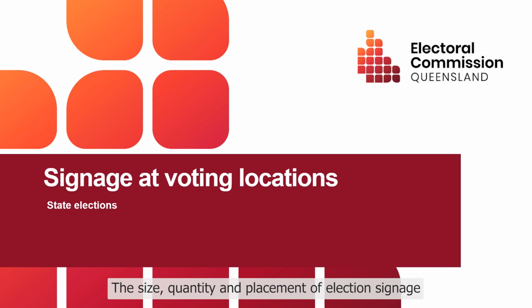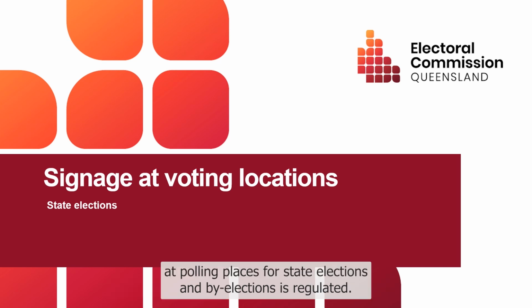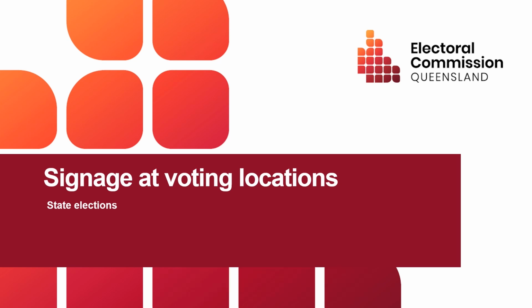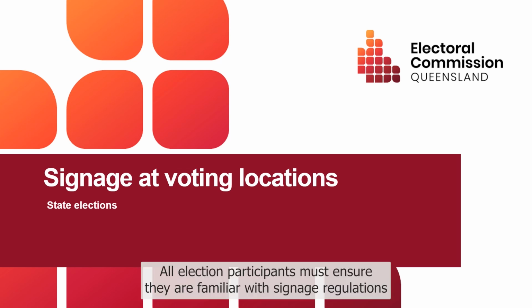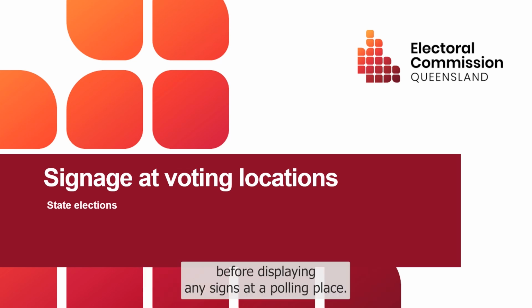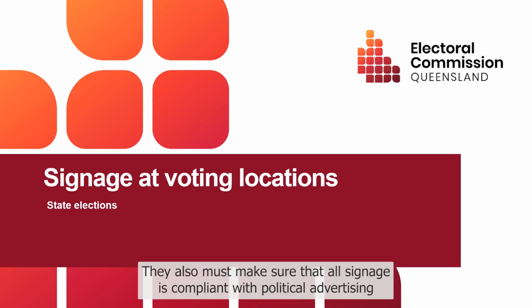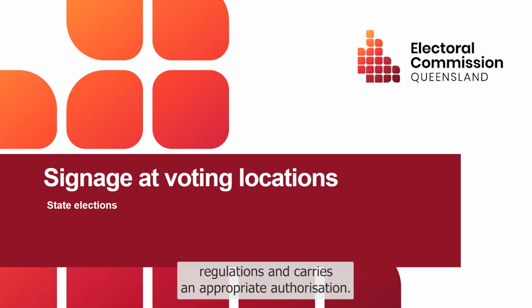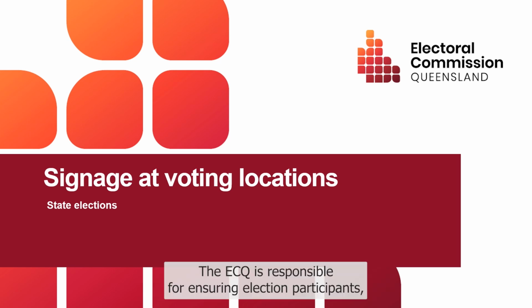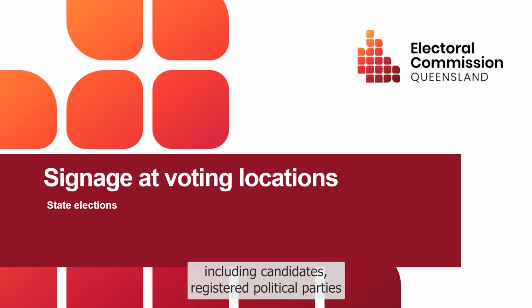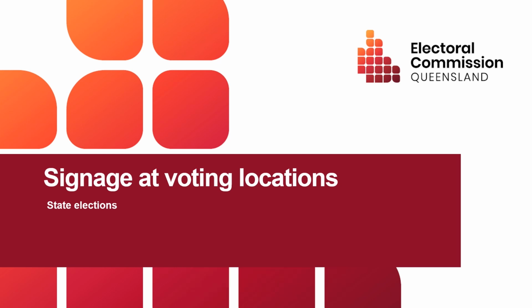The size, quantity and placement of election signage at polling places for state elections and by-elections is regulated. All election participants must ensure they are familiar with signage regulations before displaying any signs at a polling place. They also must make sure that all signage is compliant with political advertising regulations and carries an appropriate authorisation. The ECQ is responsible for ensuring election participants, including candidates, registered political parties and third parties, comply with state law about signs.